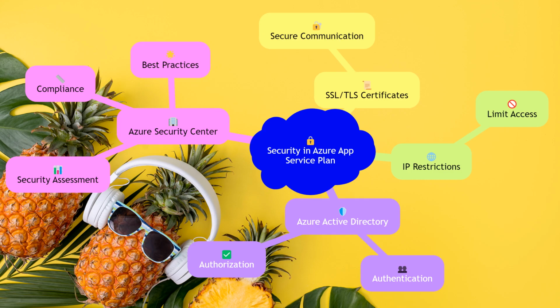Security is a top priority when provisioning an app service plan. Azure provides several features to enhance security, including SSL TLS certificates for secure communication, IP restrictions to limit access, and integration with Azure Active Directory for authentication and authorization. Additionally, you can use Azure Security Center to assess and improve the security posture of your app service plan, ensuring compliance with industry standards and best practices.